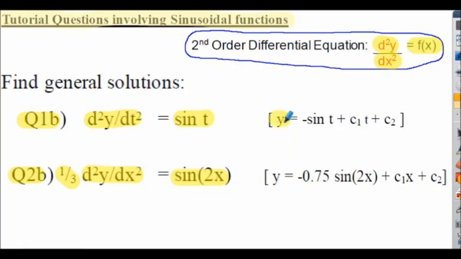Again, on the right hand side in the square brackets are the solutions to each of the questions. Again, I'd encourage you to stop the presentation and attempt questions 1b and 2b, but the full solution for question 1b is shown on the following slide.